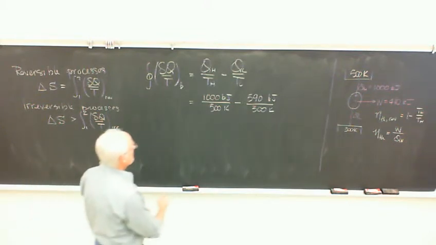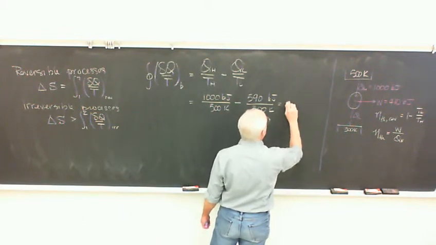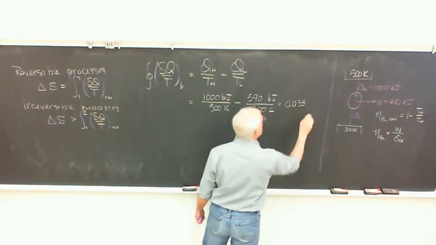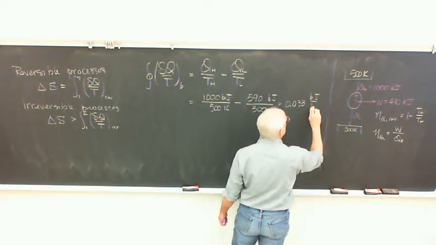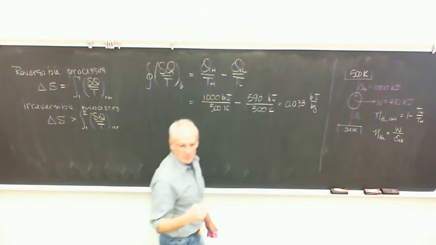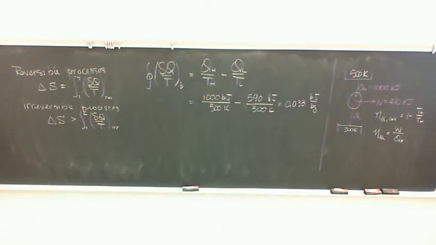And that, if you calculate it, I think comes out to be 0.033 kilojoules per kelvin. But the fact that it's greater than zero indicates that this is a system with irreversibilities, and then highlights the impossibility of it, which supported the original conclusion.